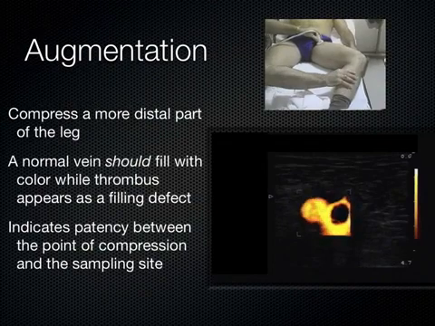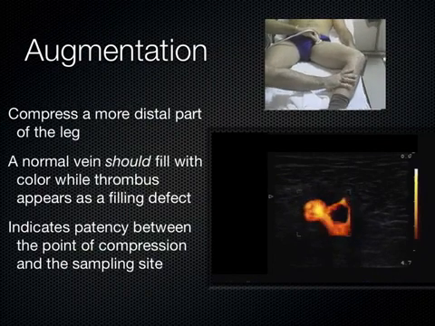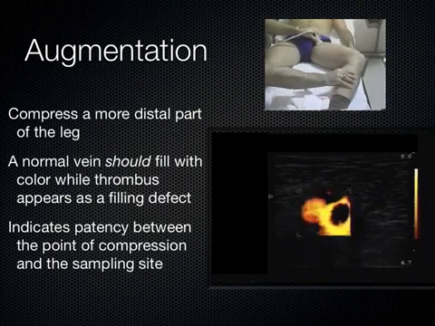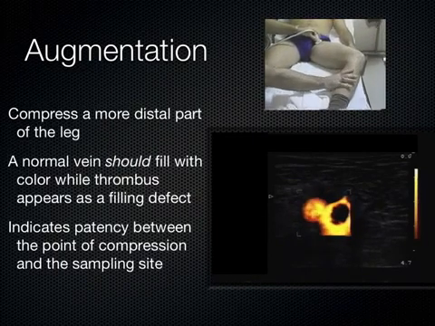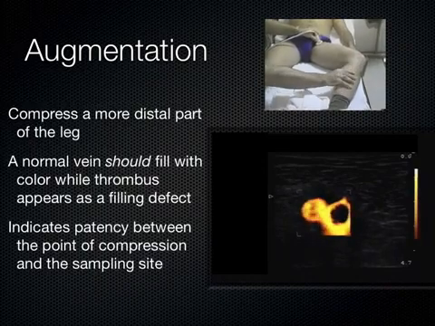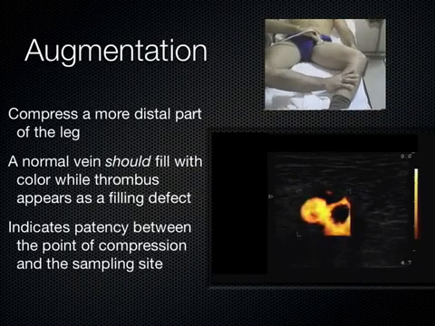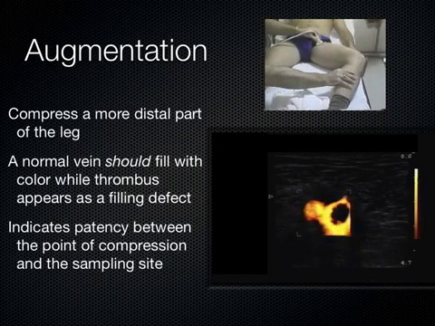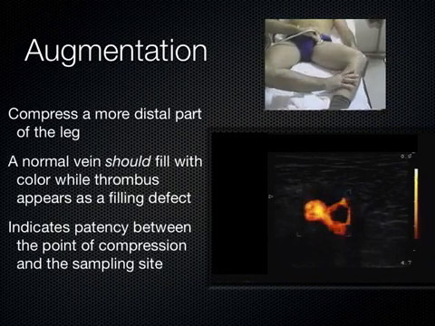There's another technique called augmentation. Augmentation is where you put the probe proximally and then you squeeze the calf distally and you see if there's flow between those two sites. Well, you see if there's flow underneath the probe, and if you see flow augment underneath the probe in that vein, you assume that there's patency between those two sites.